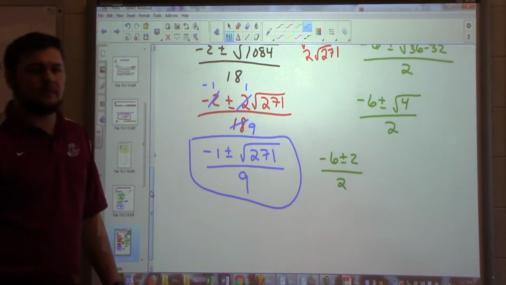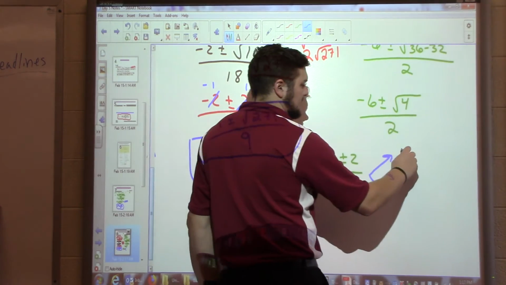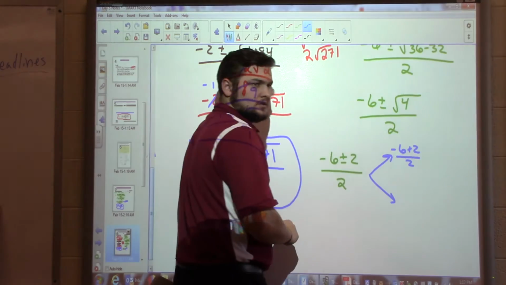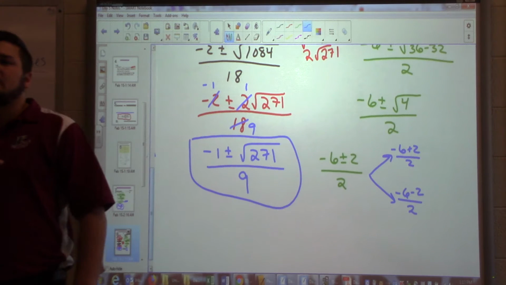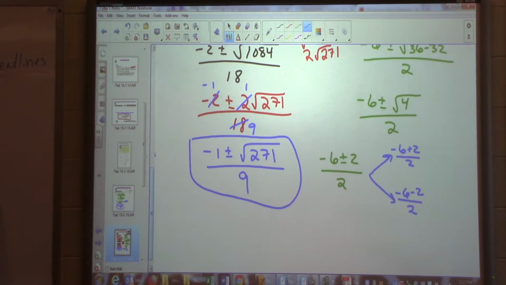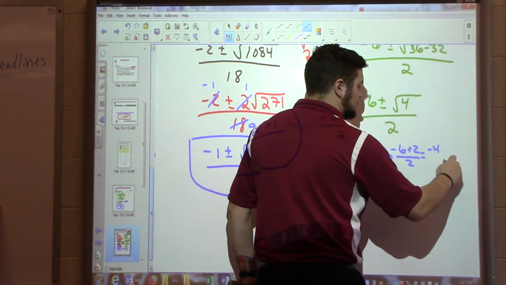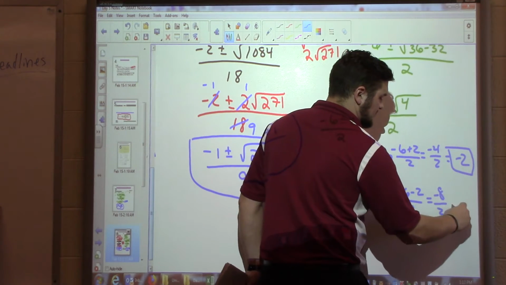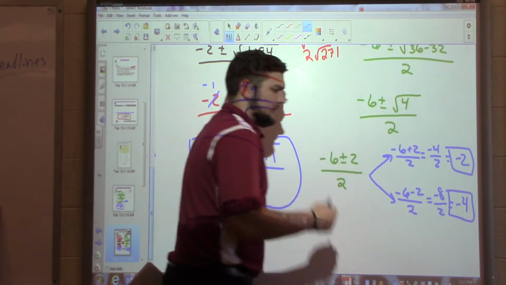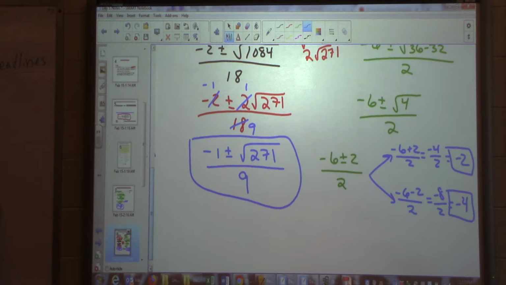What is going to happen here is it's going to split into 2 pieces now. I'm going to do negative 6 plus 2 over 2 and negative 6 minus 2 over 2. So if you get it down to the point where it's really nice numbers to work with, split it up and find both answers. Negative 6 plus 2 will give me negative 4 over 2, which is negative 2. Negative 8 over 2 will give me negative 4. You would have got the same exact answers by factoring it. So we got x equals negative 2, x equals negative 4.